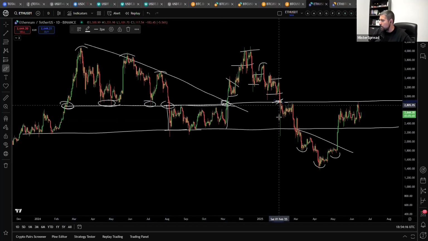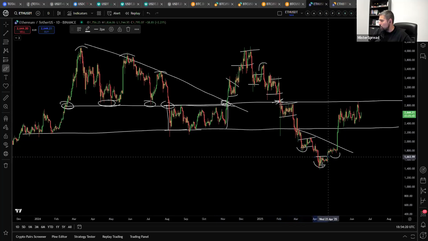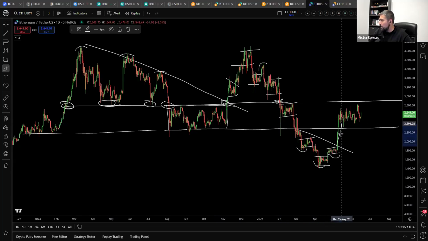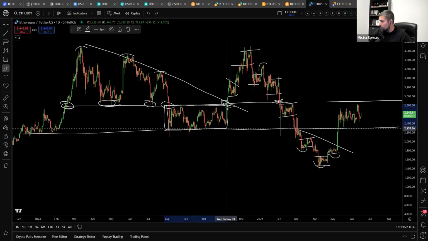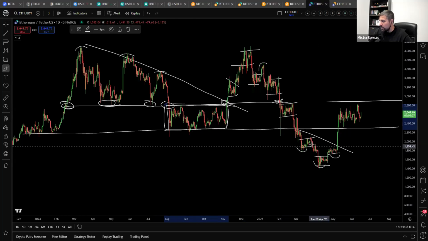Once we broke under this area, distribution, lower. Distribution, lower. Accumulation, breakout higher, reaccumulation, breakout higher. And now we are in the same place like we accumulated here. So we had already an inverse head and shoulders.